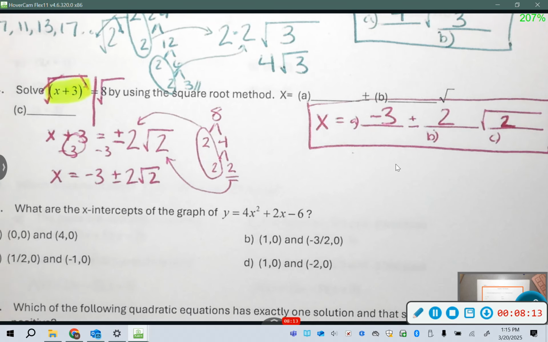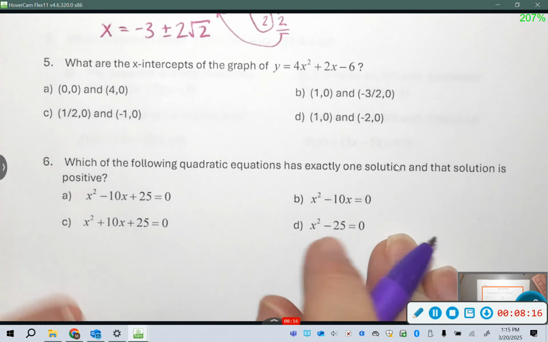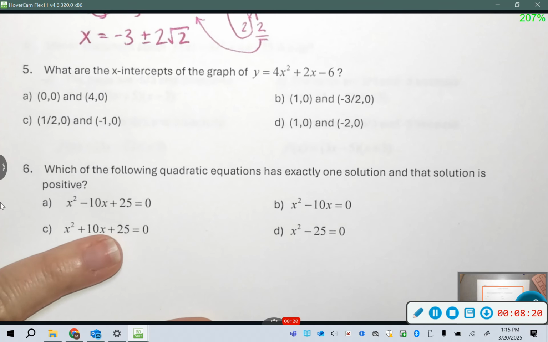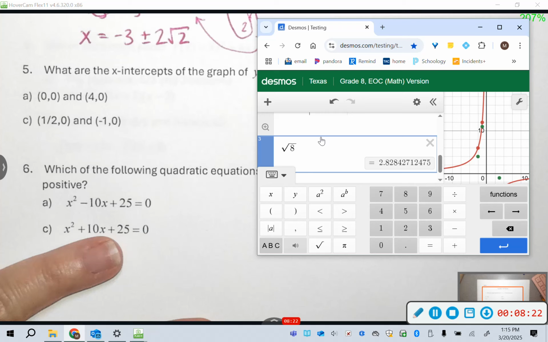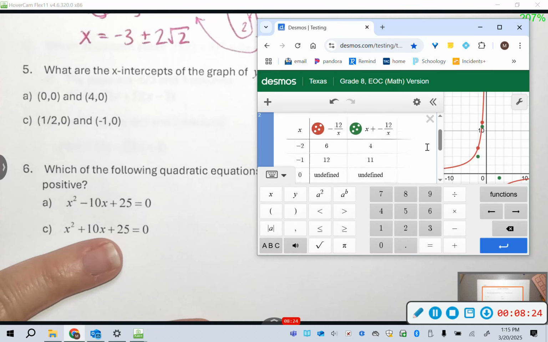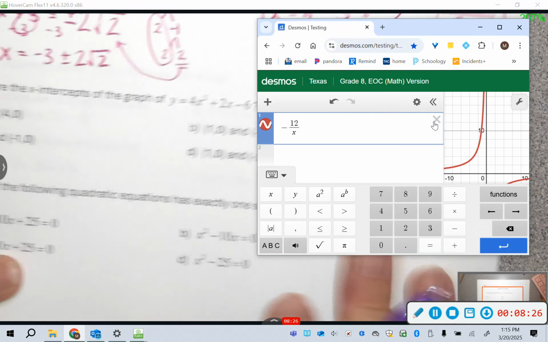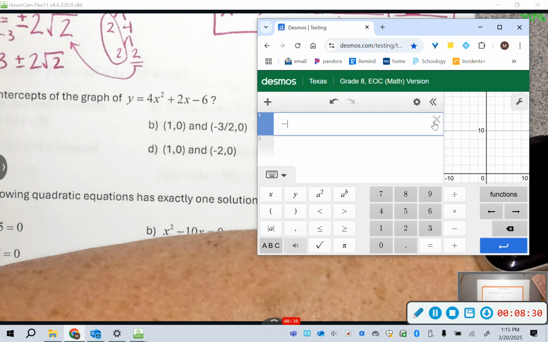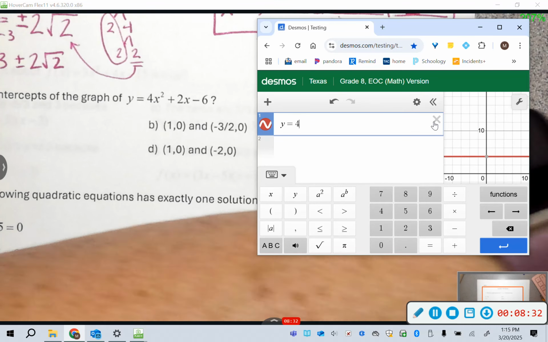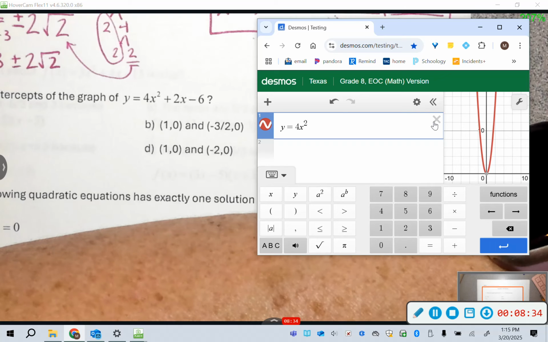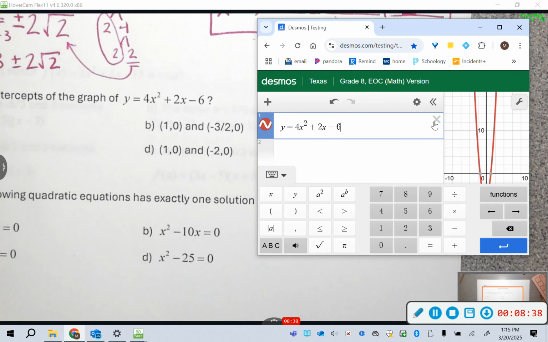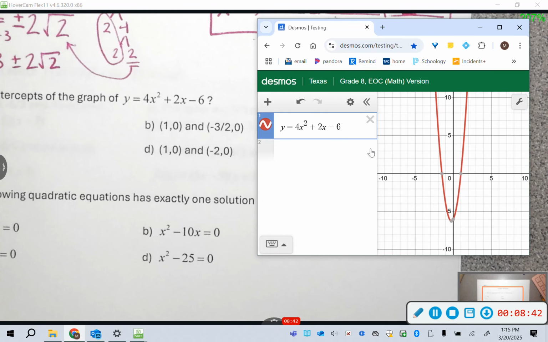Okay, let's look at number 5. Number 5 is a calculator problem. It says, what are the x-intercepts of the graph? Okay, so knowing that, I'm going to type it in my calculator. I'm typing y equals 4x squared plus 2x minus 6. And I'm looking for my intercepts. So I'm going to slide that over.